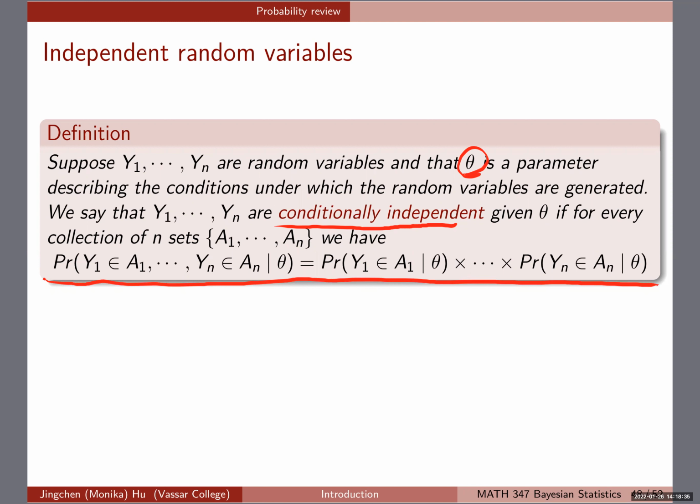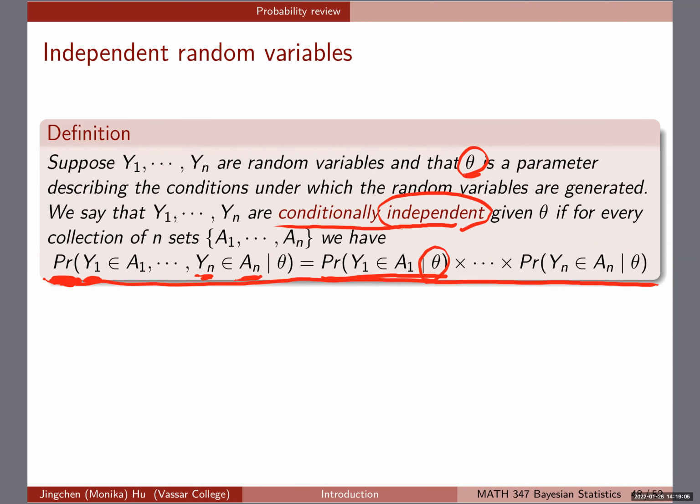On the left-hand side, we have the joint distribution of y1 falling into the region a1, up to yn falling into the region an. Because they are independent from each other, we're able to write the joint in terms of a product. And each factor, as you can see, is about a particular yi. We call this conditionally independent. The conditionally part is only because they're all conditioning on this theta. Okay, so that's one thing.